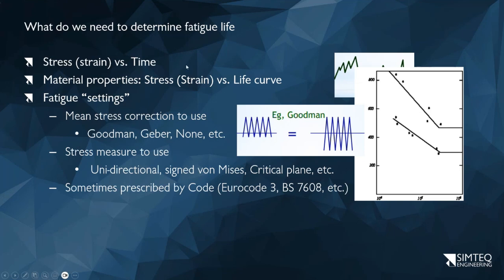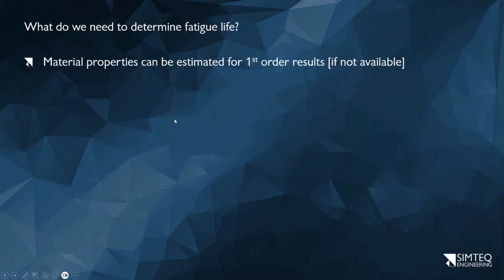Okay, to recap, we need stress versus time, we need material properties, and we need the fatigue settings that we're effectively going to use. So if we look at the three things we need, the material properties are available for some material types.